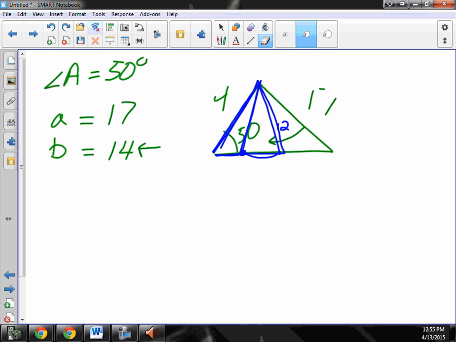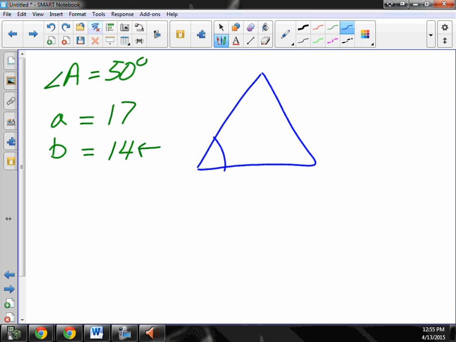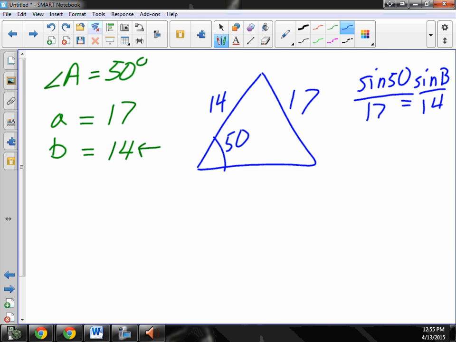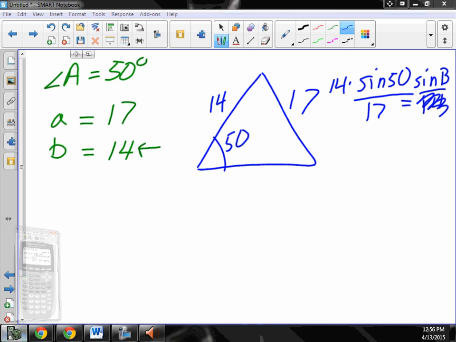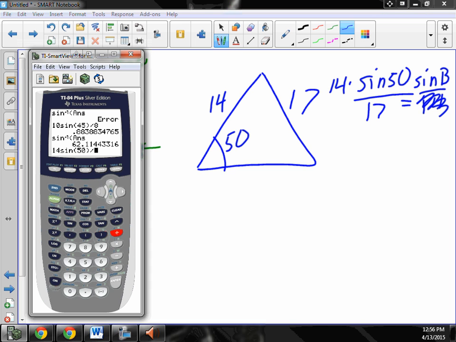The harder way is to do this. So draw your triangle, 50, 14, 17. So we set up sine of 50 over 17 equals sine of b over 14. I want to move this 14 to the other side. 14 sine of 50 divided by 17 is 0.63. Does the triangle exist? Yes. How do you know? It's less than 1. Okay? So we invert, and we find the inverse sine of 0.63, which is 39 degrees. So this is 39.